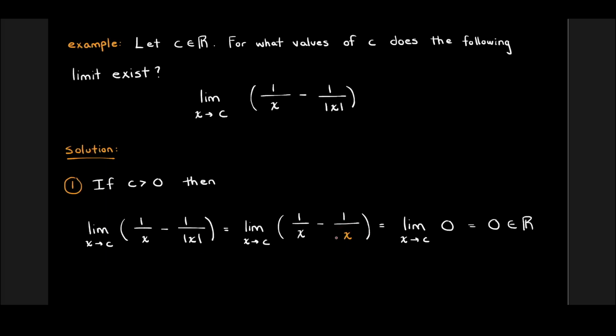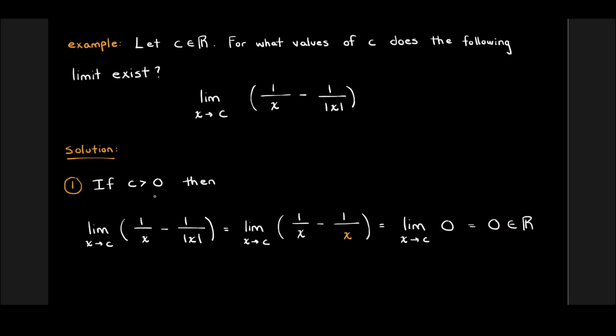And so now that the absolute value signs are gone, it's pretty straightforward. 1 over x minus 1 over x, they just cancel out, right? You just get 0. And what's the limit of a constant? It's just a constant, right? And so in this case, we see that whenever c is a positive number, the limit exists as a real number. It just happens to be 0.